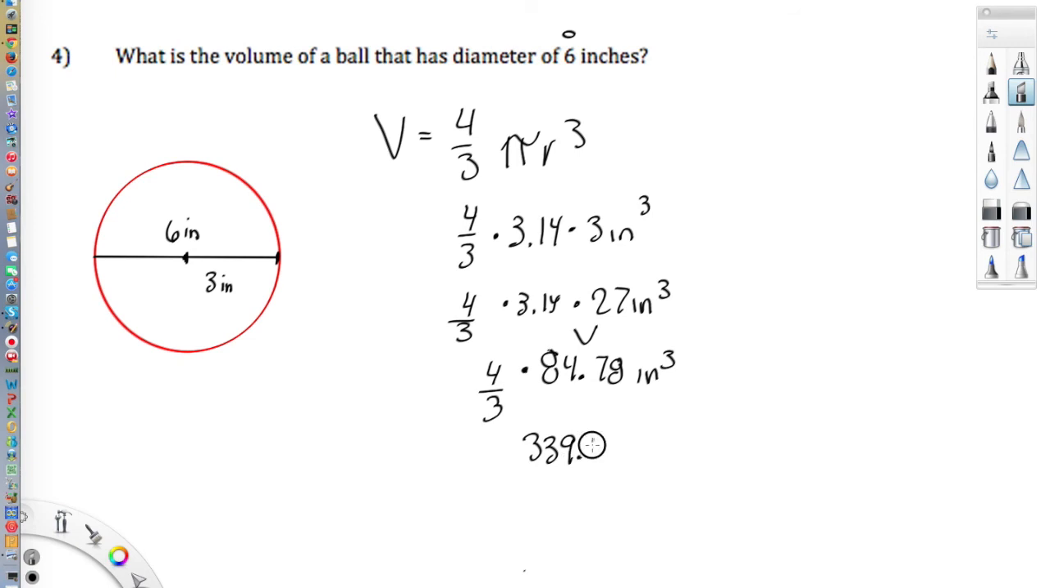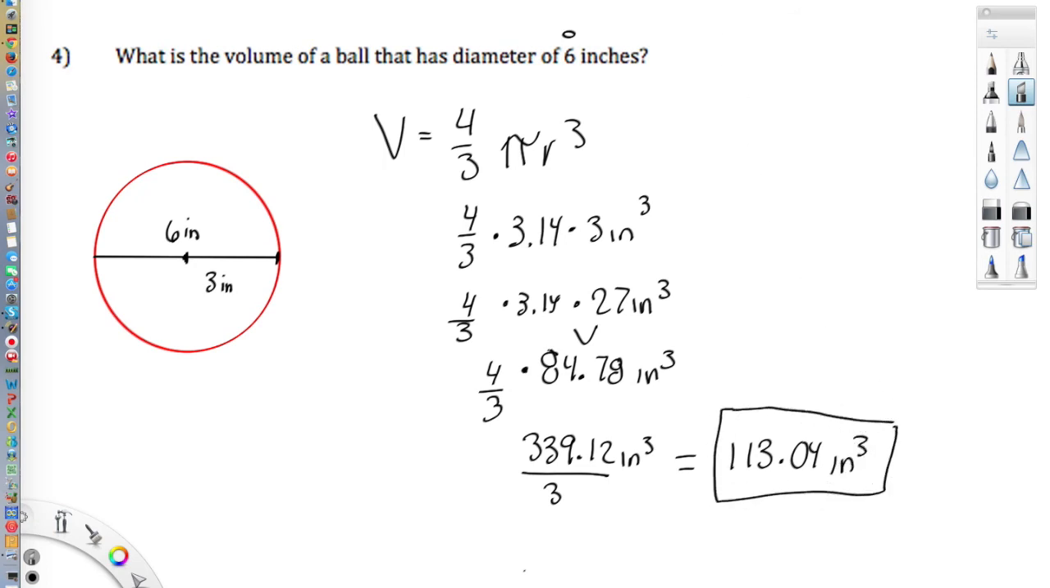339 and 12/100ths, and I divide that by 3, and actually I'm going to do it. That's going to give me 113 and 4/100ths cubic inches. That is the volume of our ball.